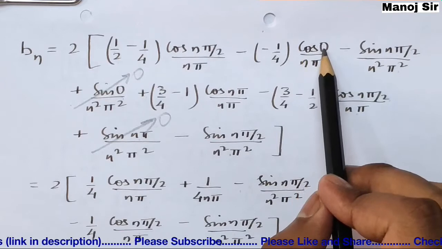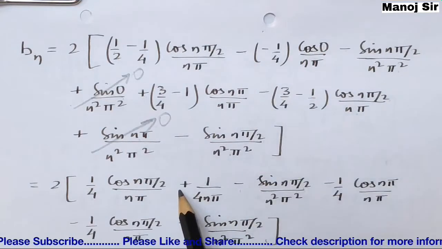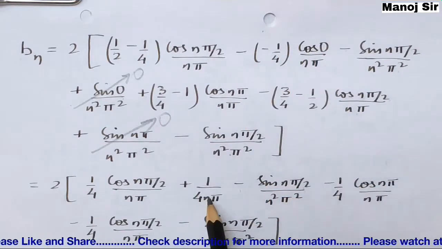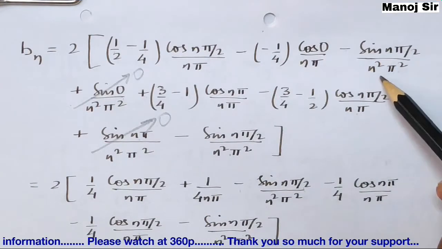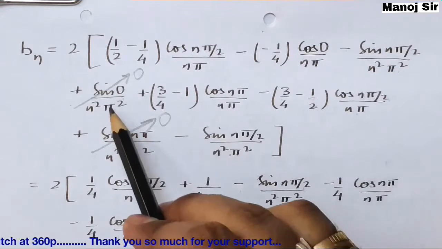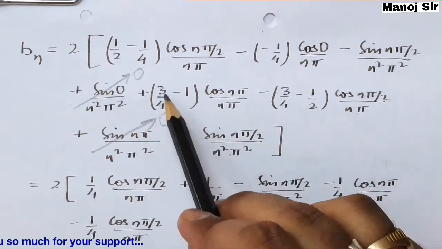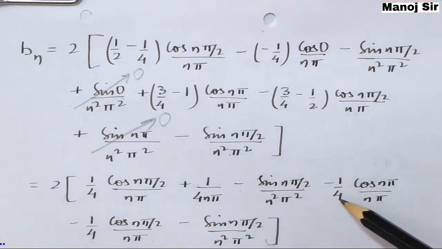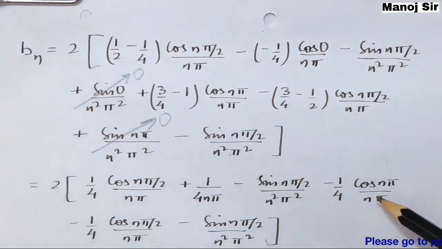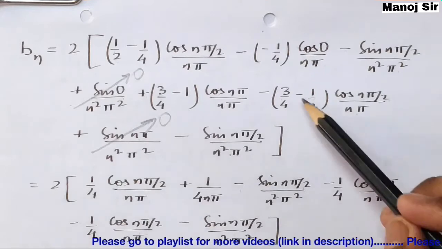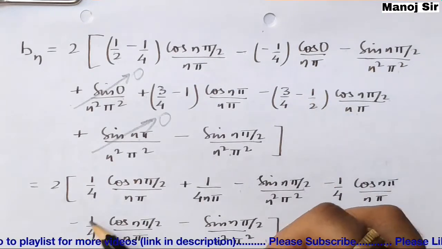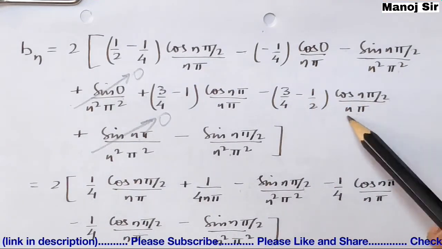Okay, cos 0 is 1, negative negative, that is positive, that is 1 upon 4 n pi. Okay, now this is as it is, that is minus of sine n pi by 2 upon n square pi square. Okay, this part is 0. Now coming to this part, 3 upon 4 minus 1, that is minus 1 upon 4 cos n pi upon n pi. Okay, now again coming to this part, yes, negative is as it is, 3 upon 4 minus 1 upon 2, that is minus 1 upon 4 cos n pi by 2 upon n pi.